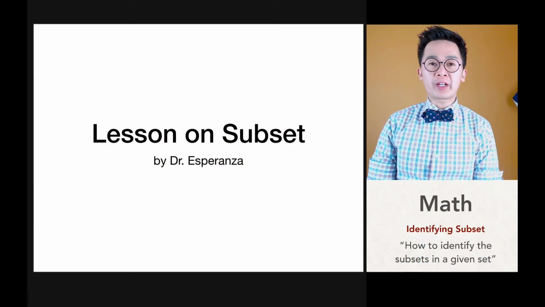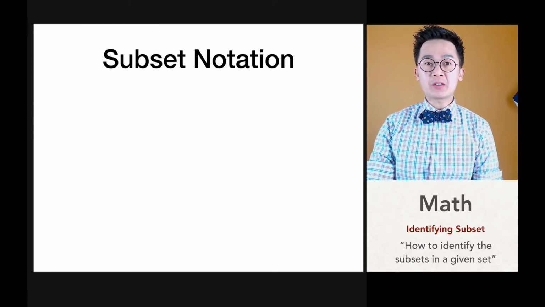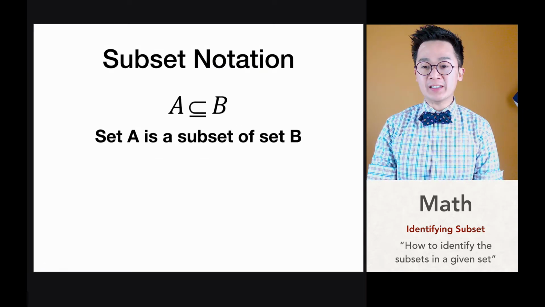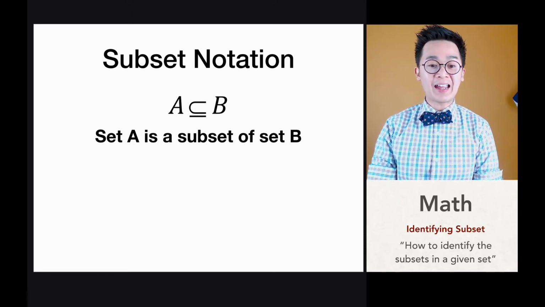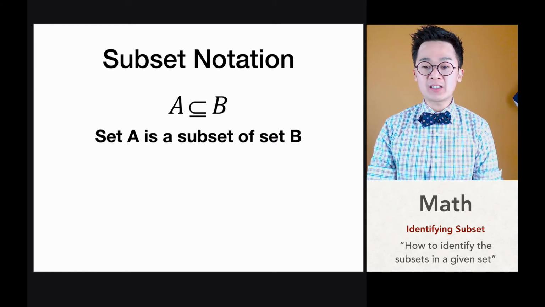Today we're going to be working on how to write notations on subsets. So we have subset notation, and we're going to be using different symbols to denote a subset in a given set. This is the symbol that we're going to be using for a subset. In this particular notation, we will be reading this as A is a subset of B, or set A is a subset of B.